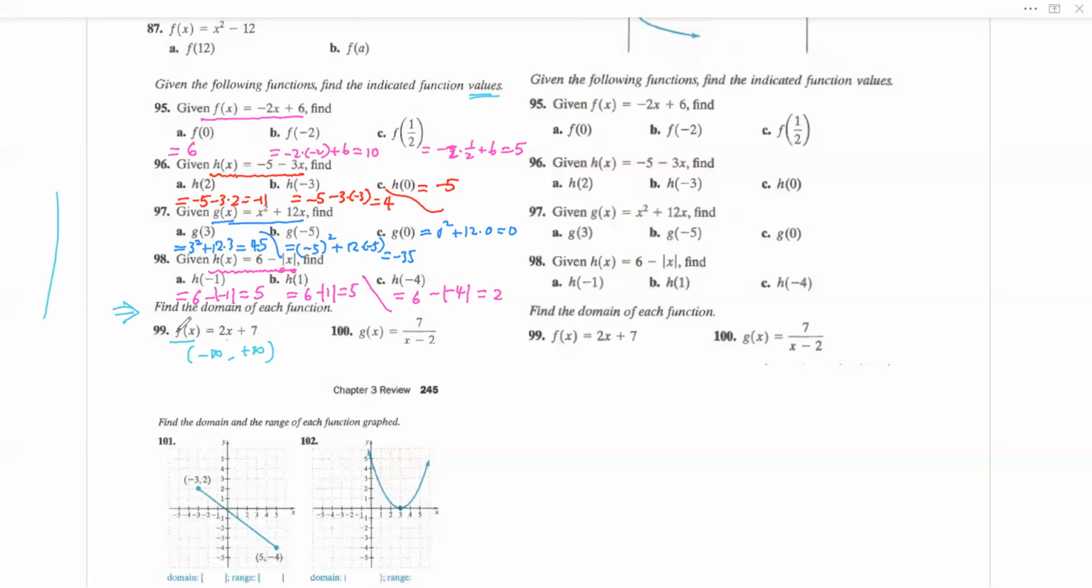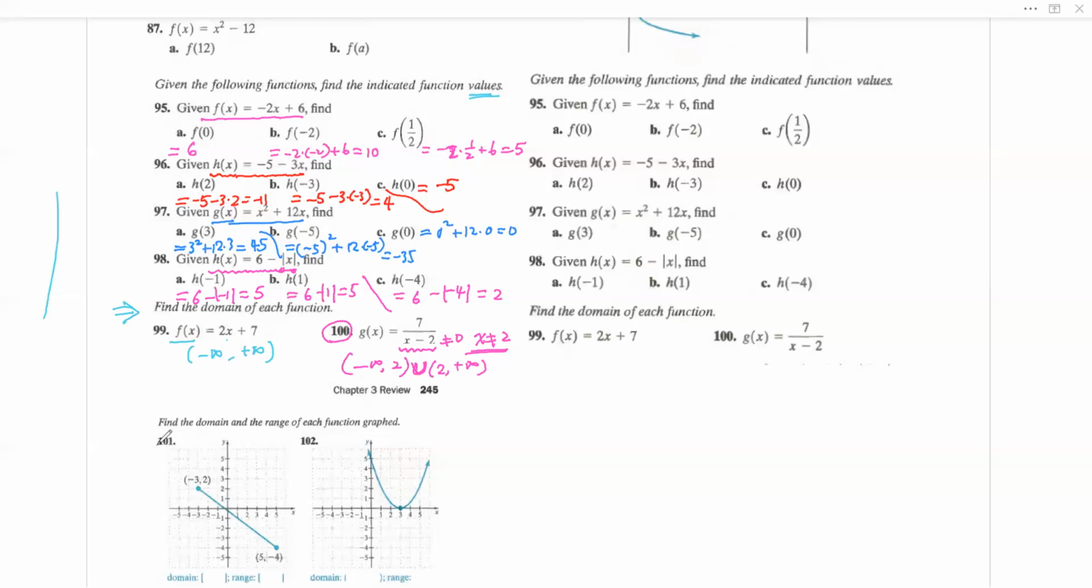For this part, let's see 100 here. g(x) equals, this is actually a rational expression. It's like a fraction, with a denominator and numerator. The denominator cannot equal 0, right? So x minus 2 cannot equal 0, so x cannot equal 2. Other than x equal 2, the rest would be fine. So the possible domain is negative infinity to 2, union 2 to positive infinity, except 2. All right, so we found the domain.